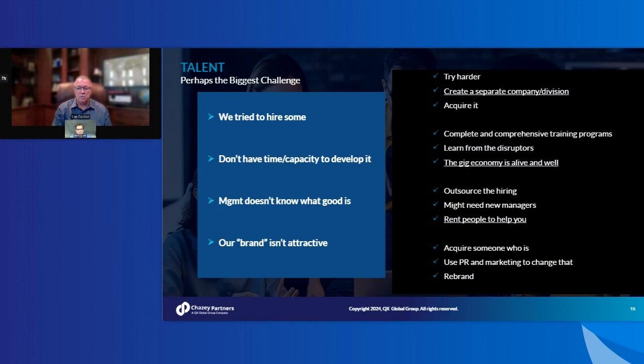And brand is important, but if we go back to acquire it or create a separate company or division, then you can kind of solve the brand piece. But the fact that these challenges exist should not be stopping you.